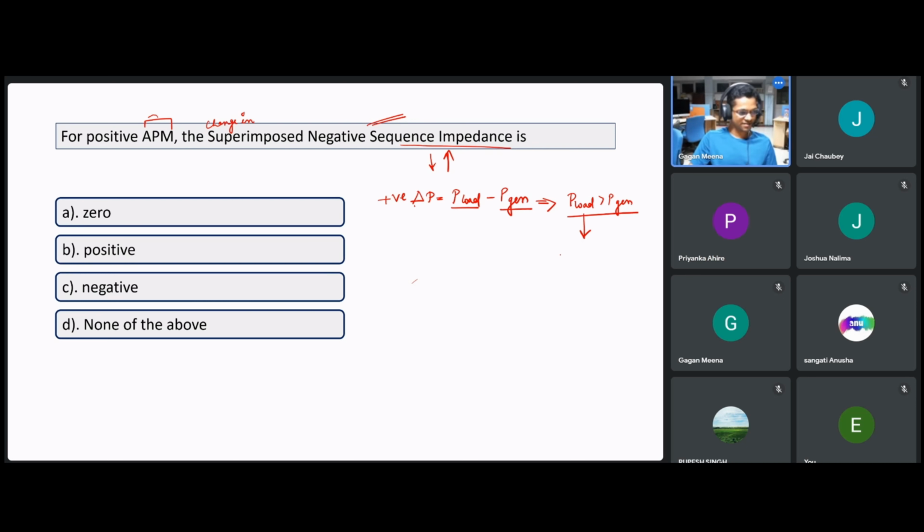So if load is more than generation, what will happen to voltage? Will voltage remain same? Will it increase or decrease? Yeah, voltage will decrease. Correct. Load is more, so voltage will decrease. So that is why impedance will also decrease.